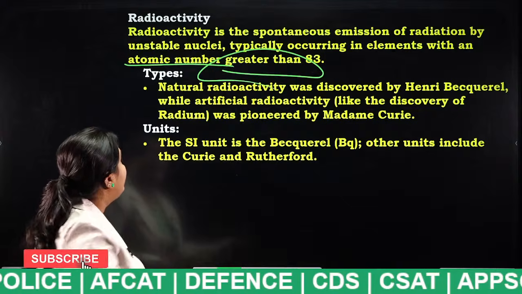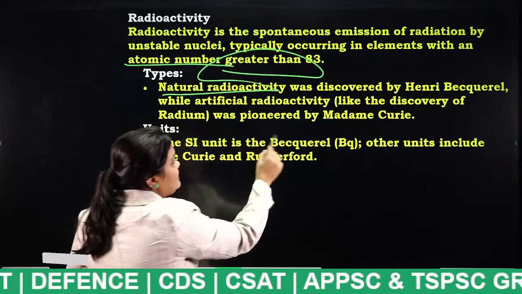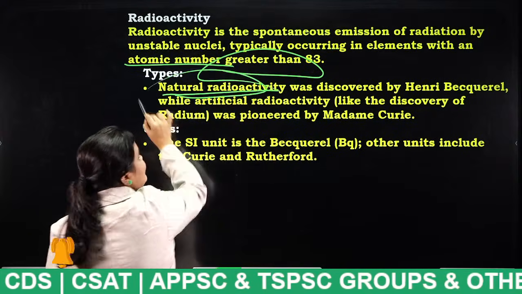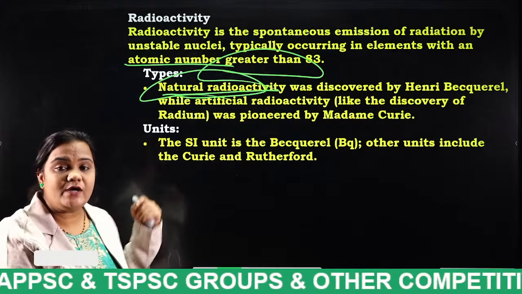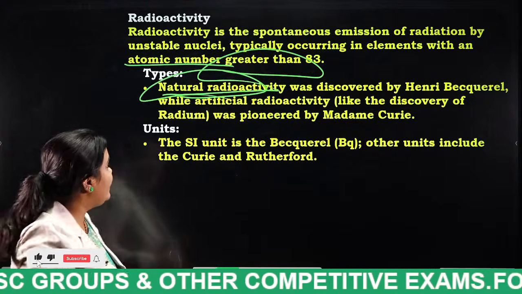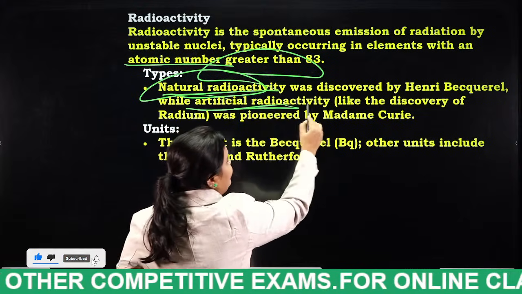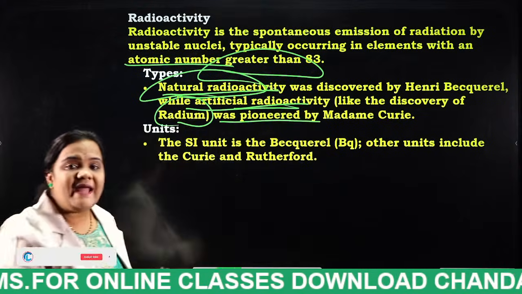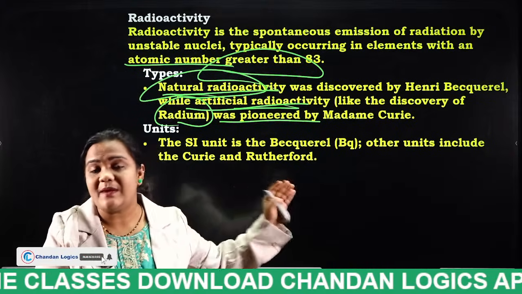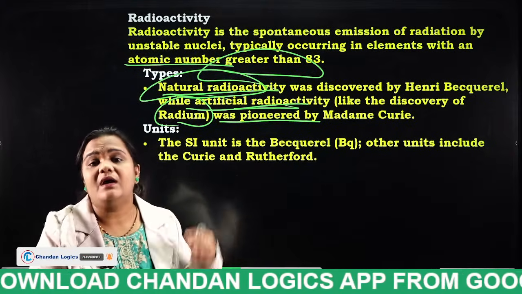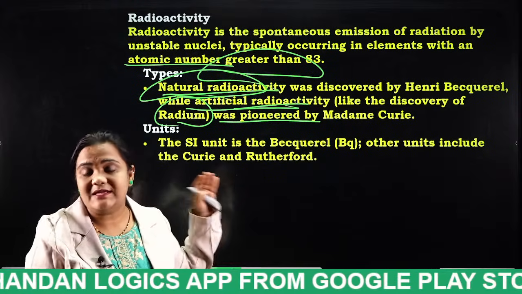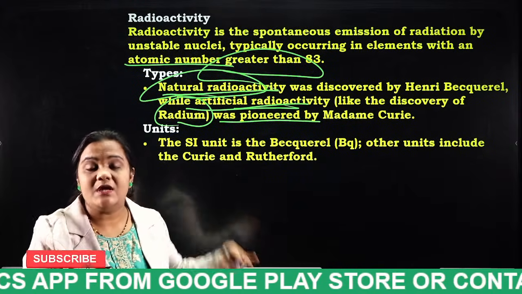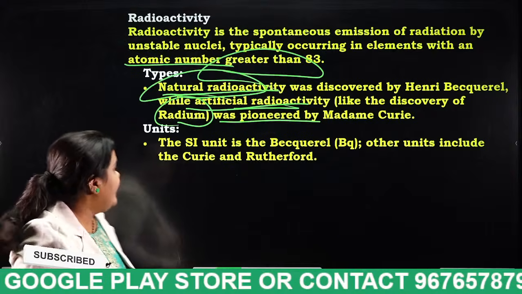Natural radioactivity was discovered by Henry Becquerel. Who discovered natural radioactivity, students? Henry Becquerel. While artificial radioactivity, like the discovery of radium, was pioneered by Madame Curie. Who did that, students? Madame Curie.